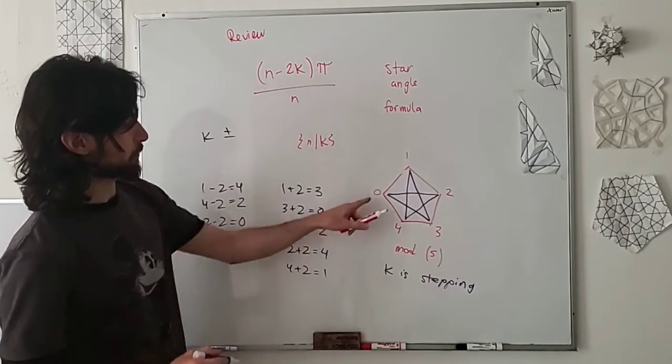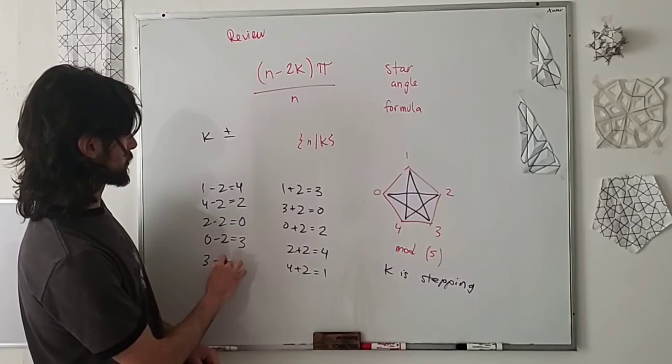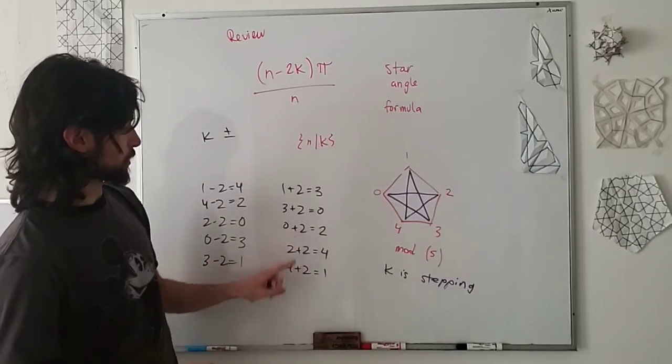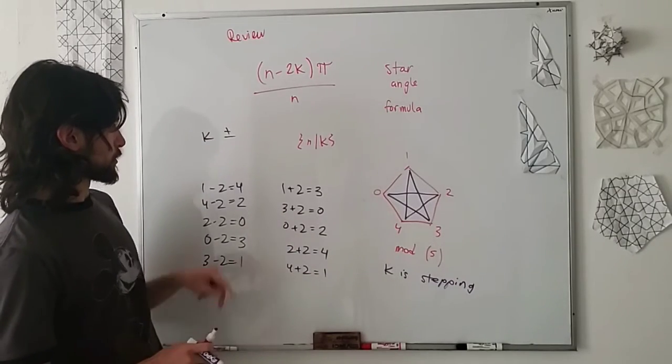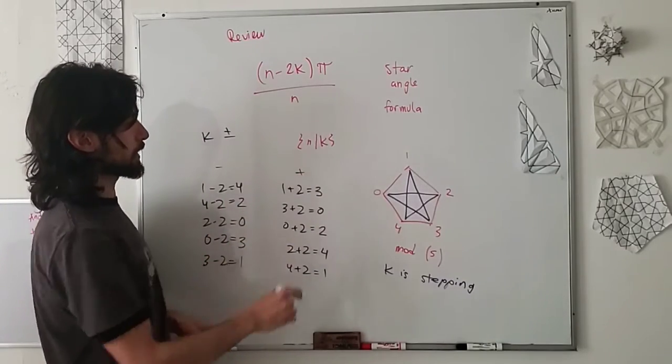I don't know why. And from 0, we take away 2, we go to 3. And then from 3, we take away 2, and we go to 1, and then back it starts again, right? 1, 1. So you see how k can subtract or k can add. This is k subtracting, this is k adding.